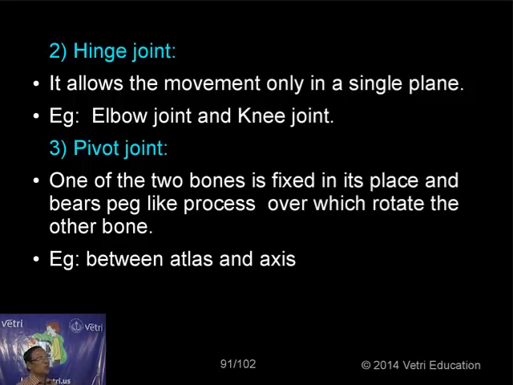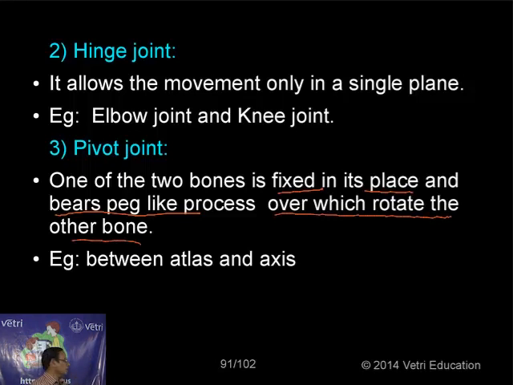Now the pivot joint. Here one of the bones acts as a pivot which is fixed. For example, the second vertebra, the axis, is fixed, over which the atlas moves. So the axis bone acts as a pivot on which another bone moves. One of the two bones is fixed in its place, the axis bone, and it bears a peg-like structure known as the odontoid process. Over this odontoid process another bone rotates. That is between atlas and axis, an example of a pivot joint.